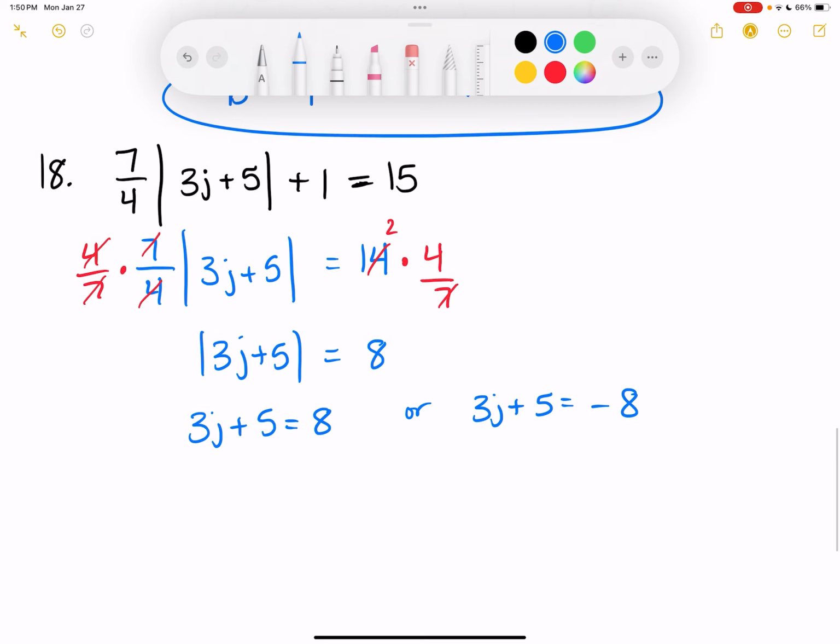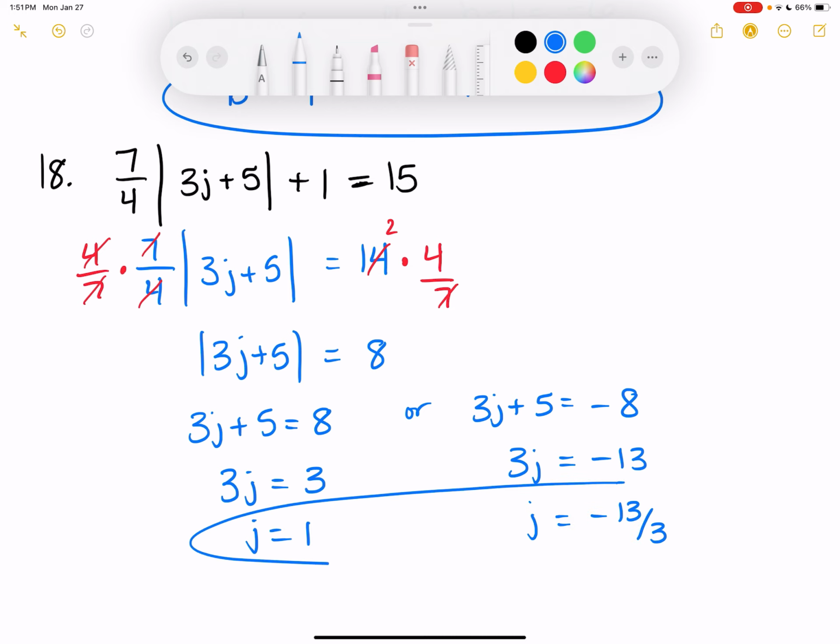So subtract 5 over here. I have 3j equals 3. So then j equals 1. Over here, 3j equals negative 13, after subtracting the 5. So then j equals negative 13 over 3. So those are my two answers. j is 1 or j is negative 13 over 3. Both of those would make that statement true.